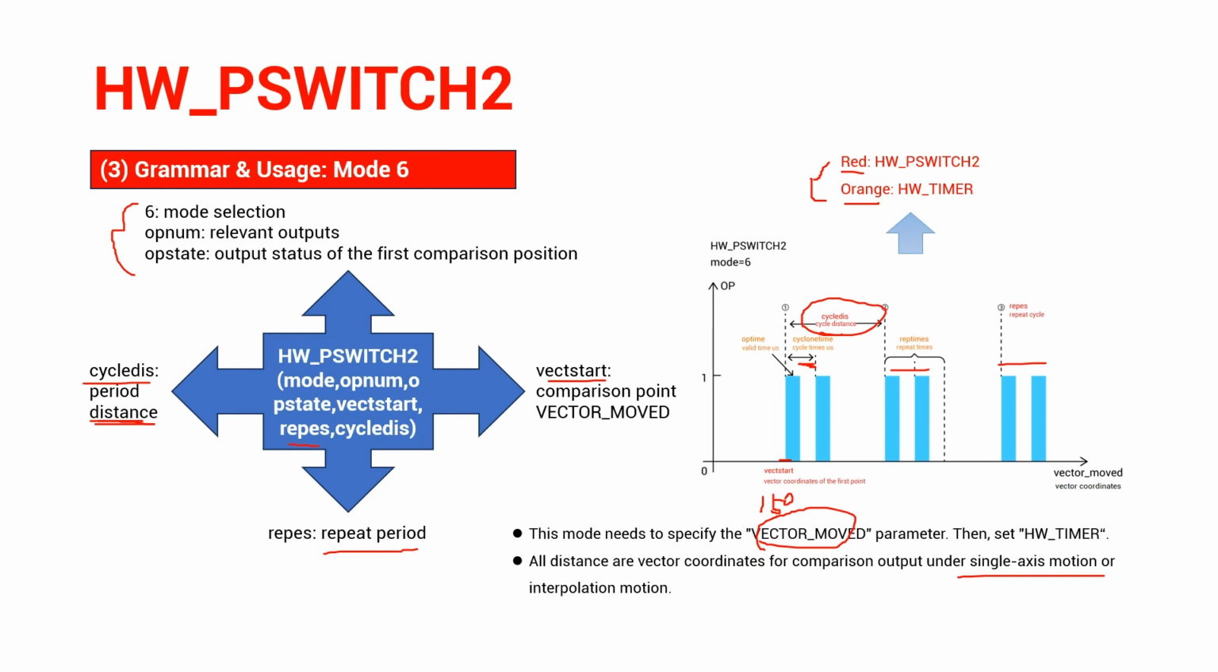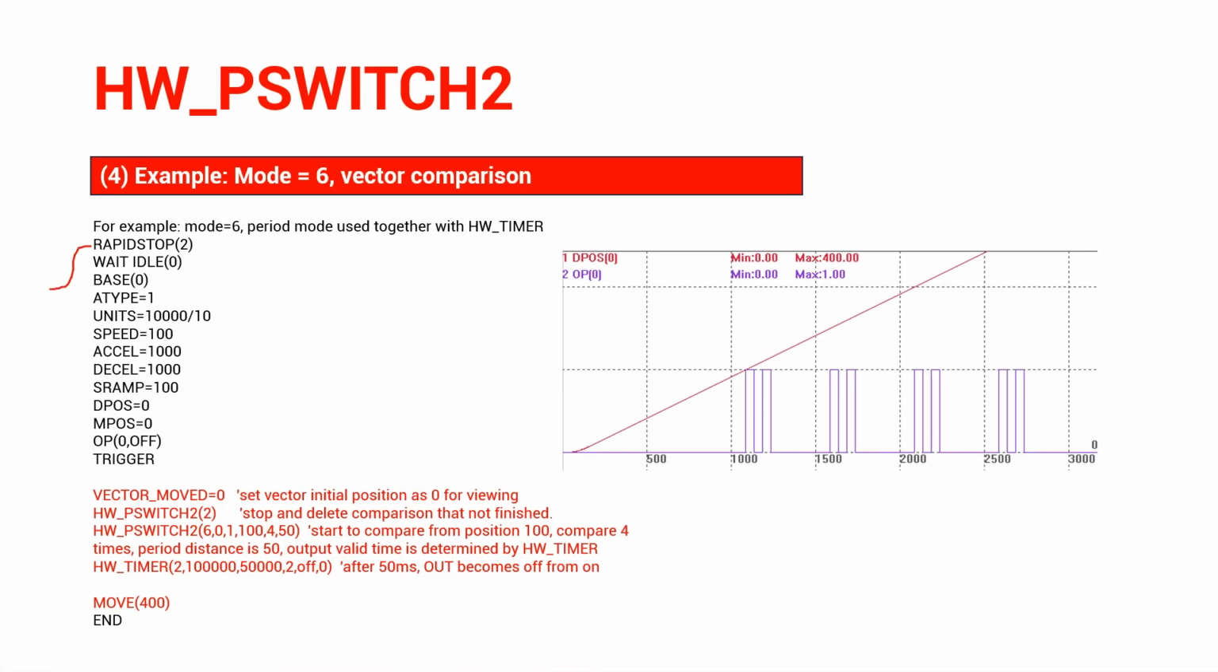Then, let's understand clearly from one example. These are also some basic axis parameter configurations. Vector moved. The initial position of the vector should be set as 0 to ensure the following coordinates are correct. Firstly, call the stop instruction. Then set Mode 6. Here, it starts to trigger comparison at 100. Compare 4 times in total. Each comparison leaves 50 vector distance. Then, use the HW timer to set pulse width.